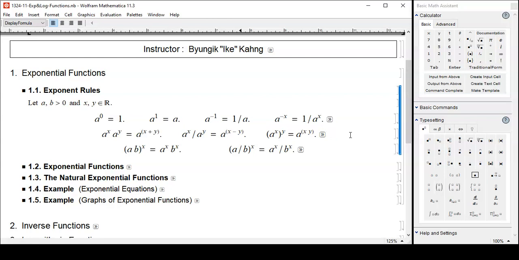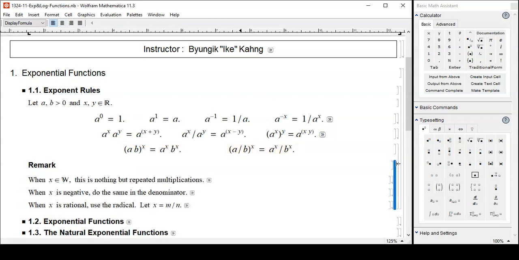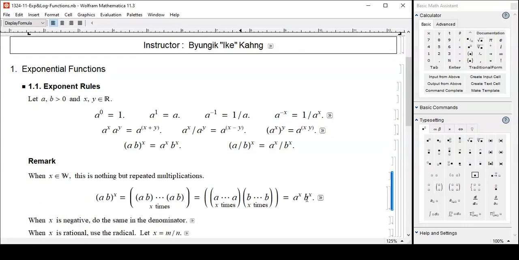Okay, let's go to the third rule. If you have different bases but the same power, you just distribute the power either for multiplication or division. And the reasoning goes kind of like this. Repeated multiplication, ab times ab times ab times and so on and so forth, but the multiplication is commutative, so a first, x times, and then b, x times, and that's how we get a to the x power, b to the x power. Same goes for division.